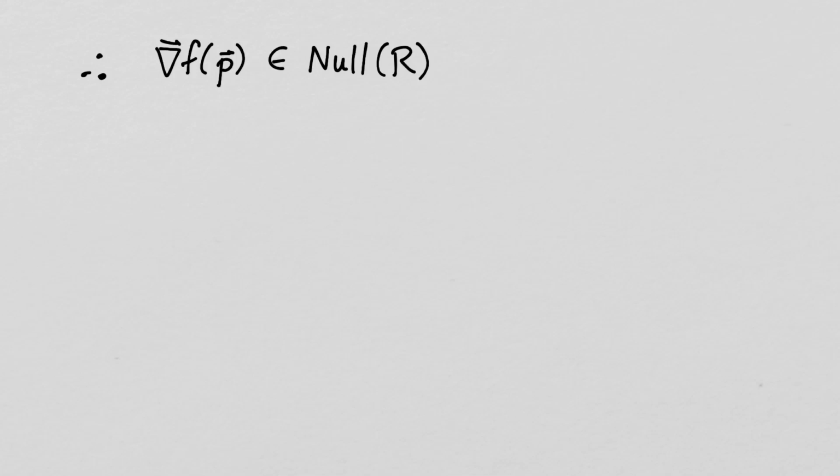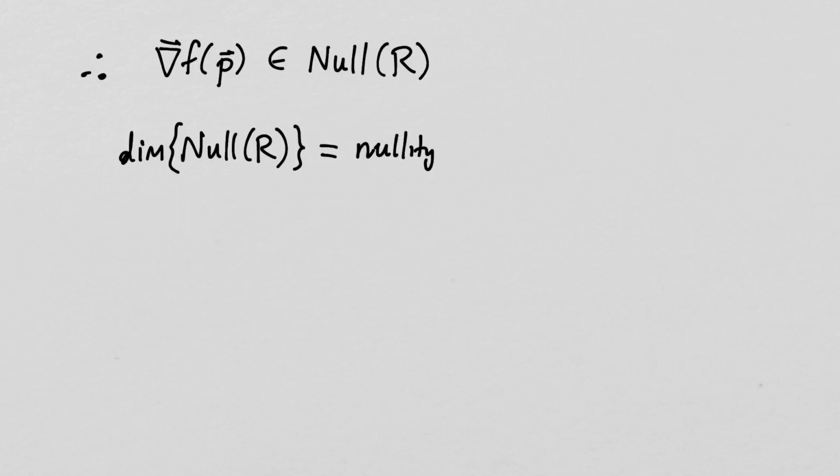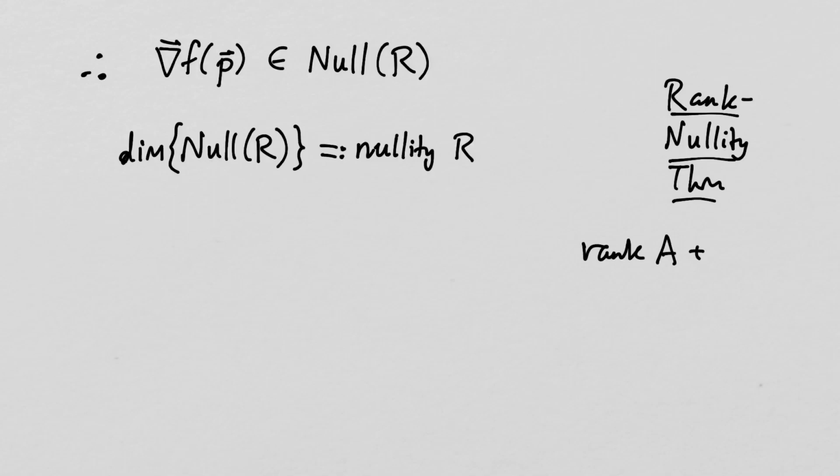Now, before we go any further, let's just try to determine the dimension of that null space. The dimension of the null space of a matrix is what we call the nullity of the matrix. The nullity of R. That's just a definition of the word nullity. And let's recall the rank nullity theorem. We proved this theorem in class quite some time ago. But here's the idea. The rank of a matrix plus the nullity of the matrix is always equal to the number of columns of that matrix.